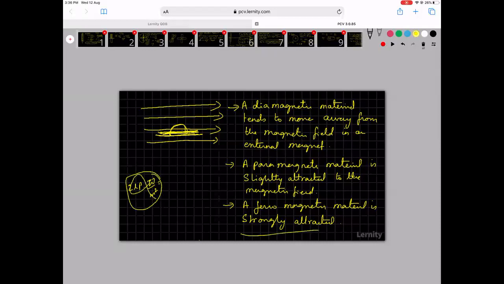Okay, forget about what I am doing. Ferromagnetic material is strongly attracted. I am trying to bring out the difference between diamagnetic material, paramagnetic material, and ferromagnetic material.